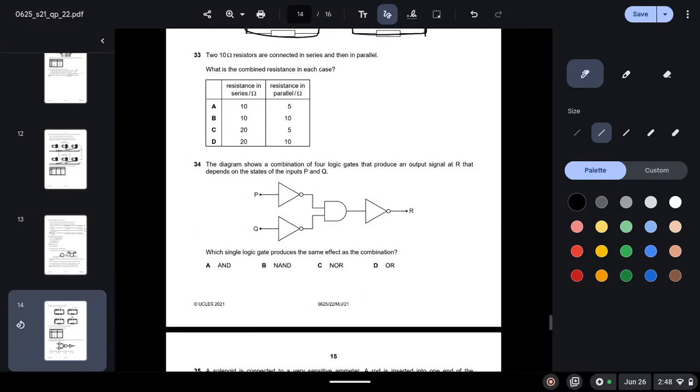Two 10 ohm resistors are connected in series and then in parallel. What is the combined resistance in each case? So we know that when resistors are connected in series, we will just add the resistances, and when they are connected in parallel, we use this formula. So C is your answer.